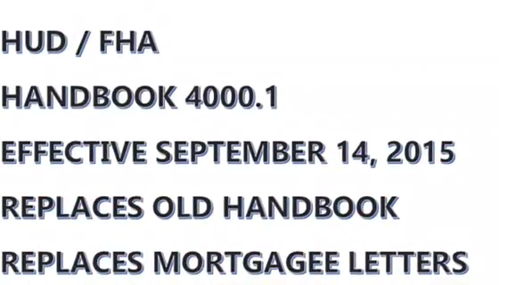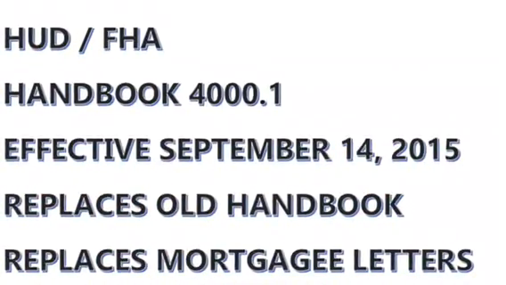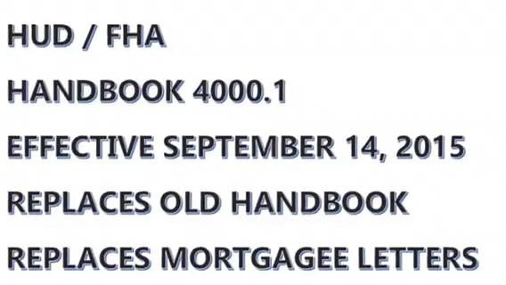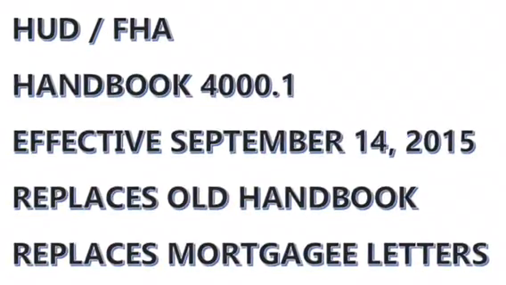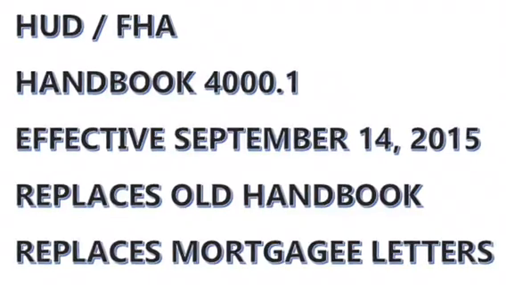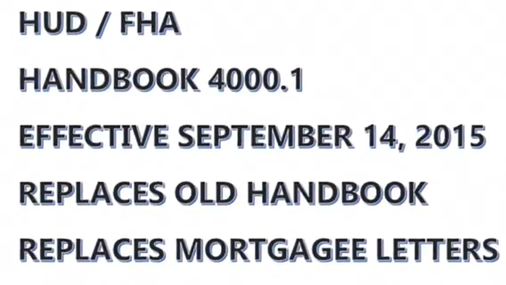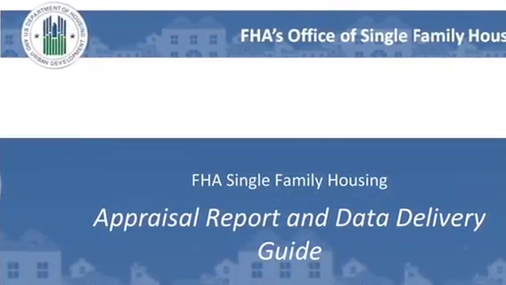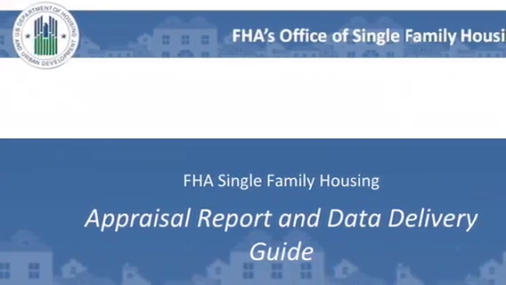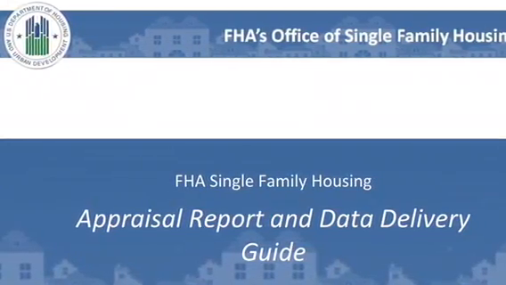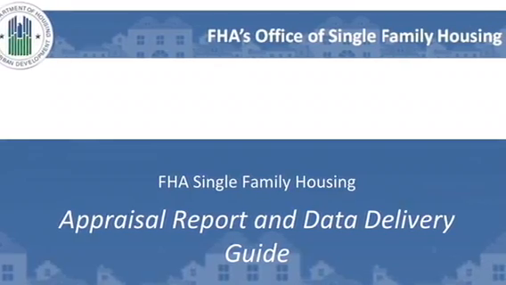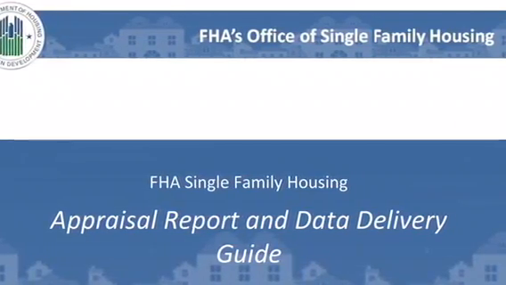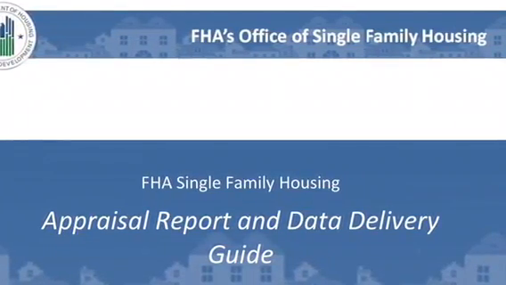Starting September 14th, the HUD Handbook 4150.2 and D-33 are being replaced by HUD Handbook 4000.1. The Appraisal Report and Data Delivery Guide are an extension of the HUD Handbook 4000.1 and provide specific details on how the appraisal report should be written and delivered to the client.